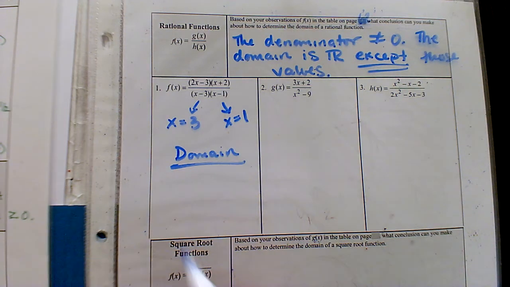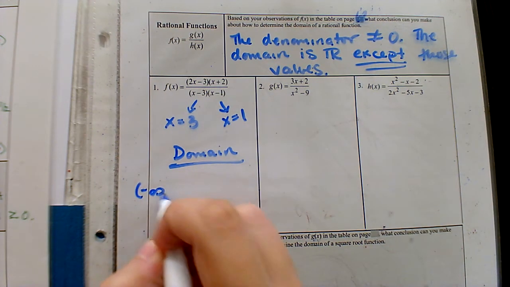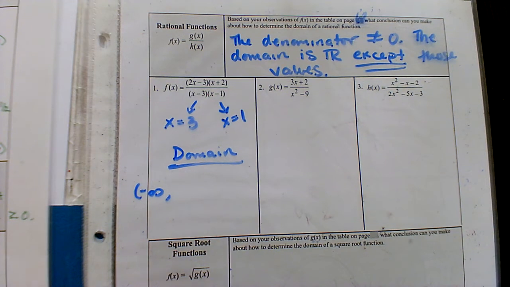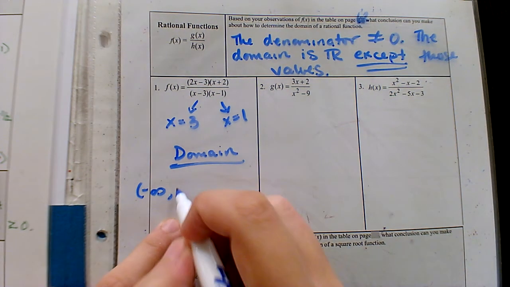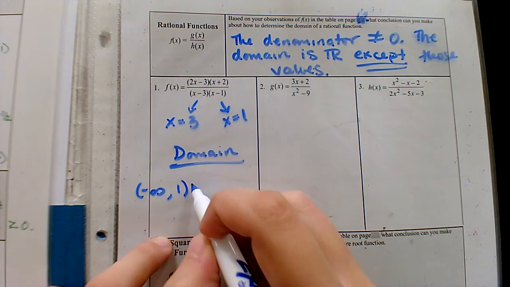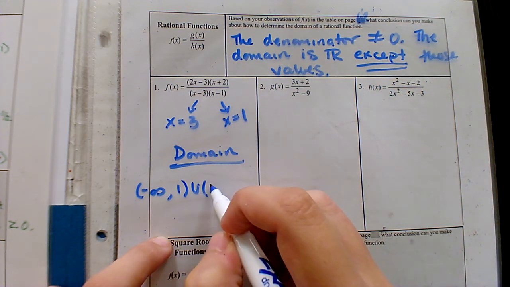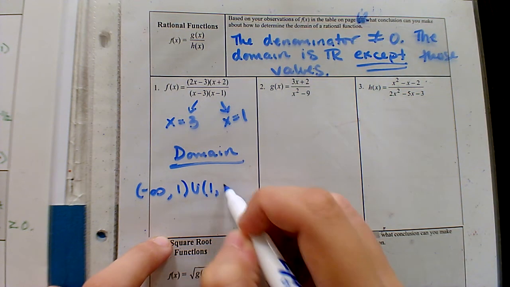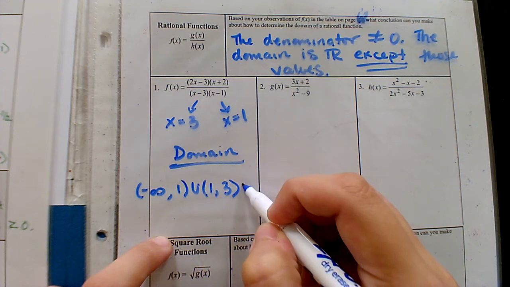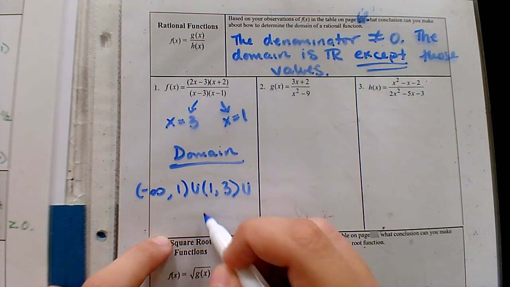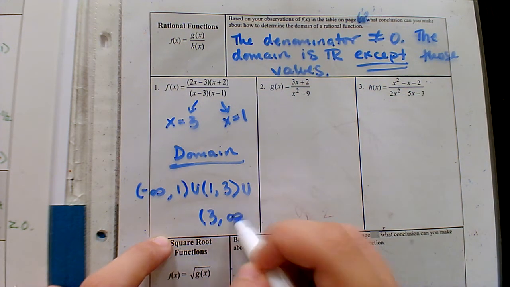What do you think, Alex? Yeah. Negative infinity, with the parentheses, to 1. And then union. Would it be 1 again? Yep. 1 to 3. Uh-huh. And then union. Good. 3 to infinity. Perfect.